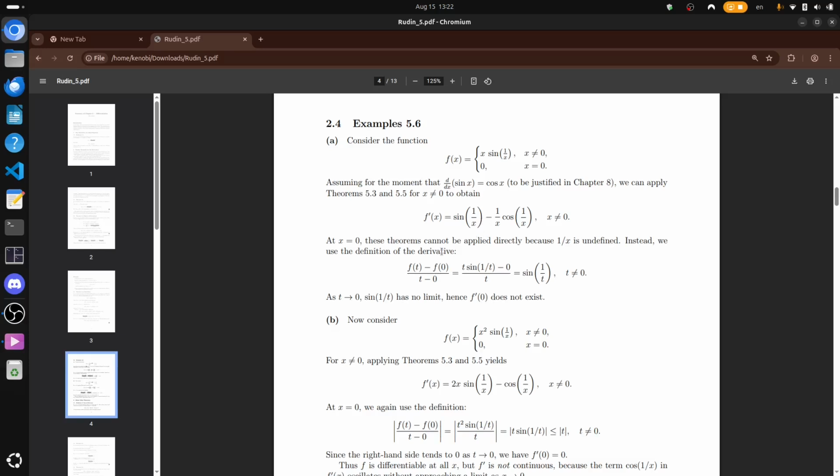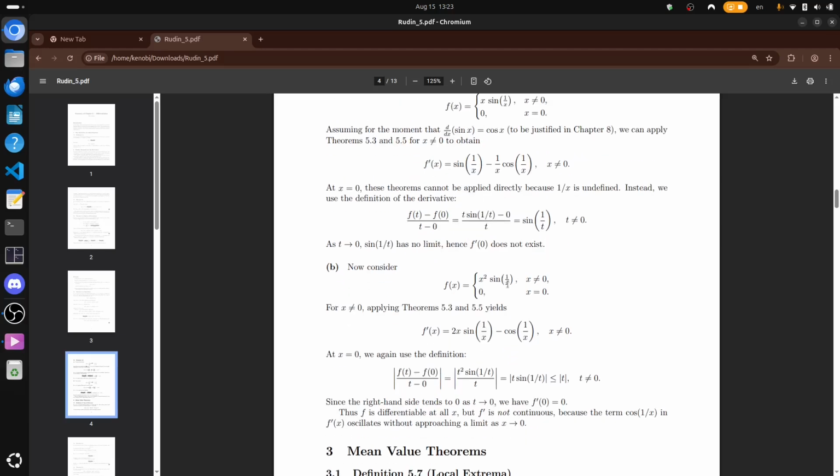Now at x equals 0, you can't really find the derivative over here, because it's going to be sine of 1 over 0, which doesn't really make sense. And over here it's going to be 1 over 0 times this. Instead, we use the definition of the derivative to examine it further. We're going to get (f(t) minus f(0)) over (t minus 0), which gives you t sine of 1 over t minus 0, over t, which gives you sine of 1 over t. And as t goes to 0, we know that this limit doesn't exist, so f prime of 0 does not exist.